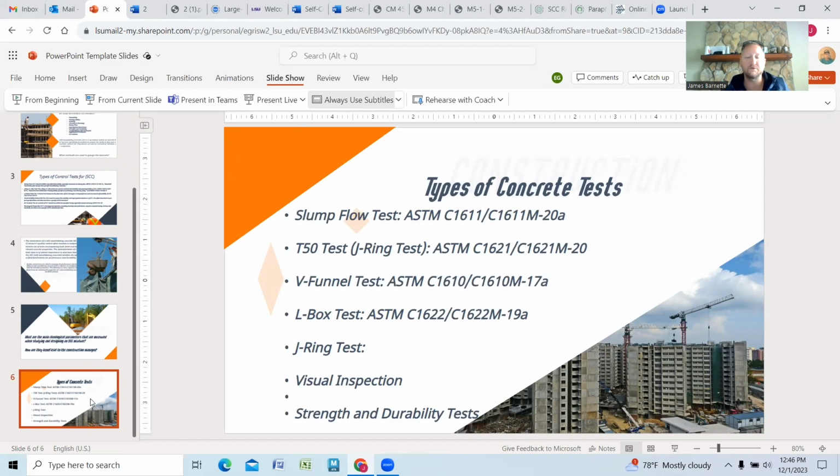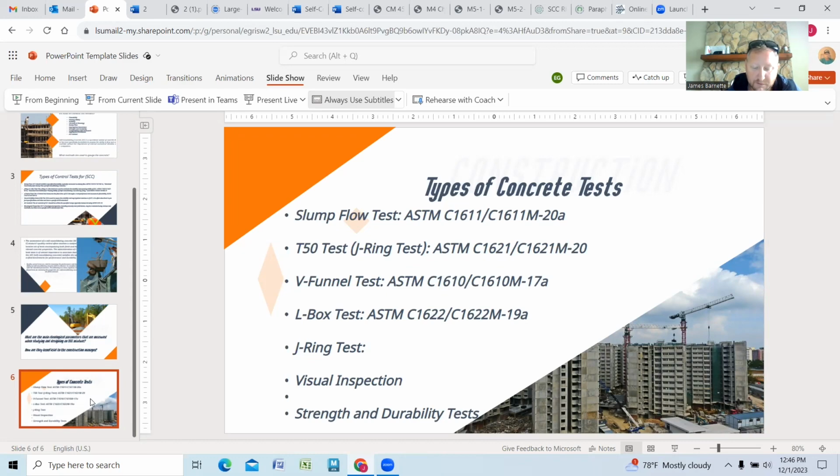The T50 time parameter quantifies the duration required for the spread diameter of self-consolidating concrete to reach a specific value during the slump flow test. The V-funnel test is a test method used to determine the flow time of self-consolidating concrete as it passes through a V-funnel shape configuration. Then we have visual inspection.